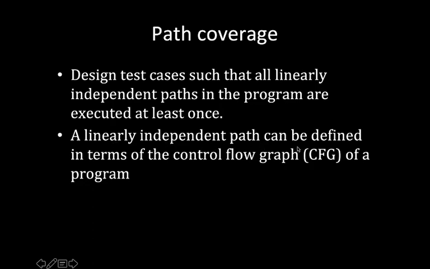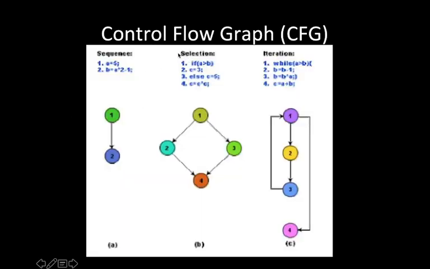A linearly independent path can be defined in terms of the control flow graph of a program. So we will see what is a control flow graph, CFG. This is an important topic, control flow graph. This is also there in the 5th module. So the control flow graph is drawn like this.